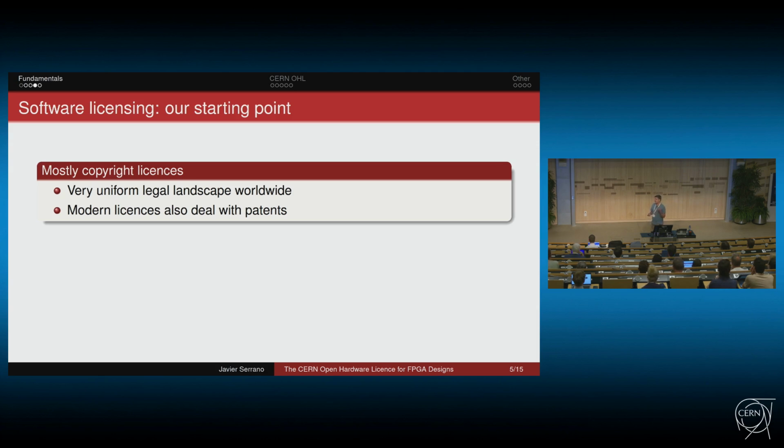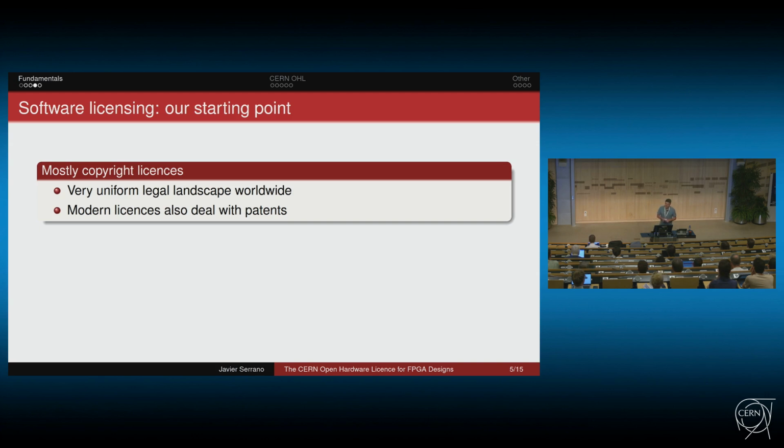Most of the software licenses are copyright licenses in the sense that they allow you to copy, modify, redistribute, and they benefit from the very uniform legal landscape worldwide. And this is a result of a uniformisation operation in the 80s with a lot of push by some people like the film industry. They wanted copyright law to be very uniform in all the countries. So that makes it relatively easy to write a license that relies on copyright because it can apply very uniformly across the world.